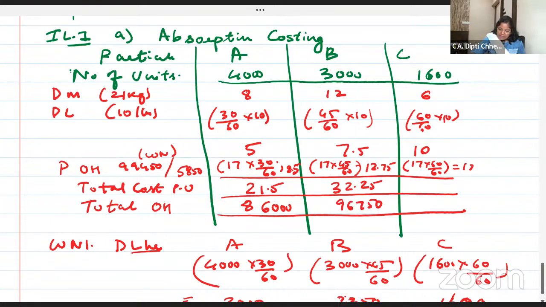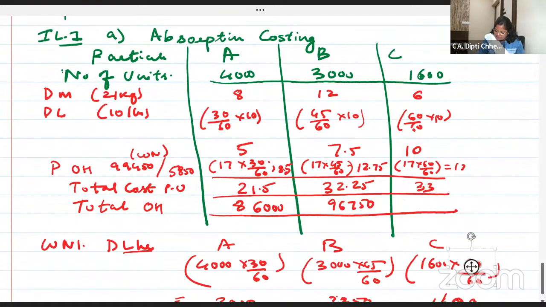6 plus 10 plus 17, 33 into 1,600, 52,800. Take your time. Ask your doubts.